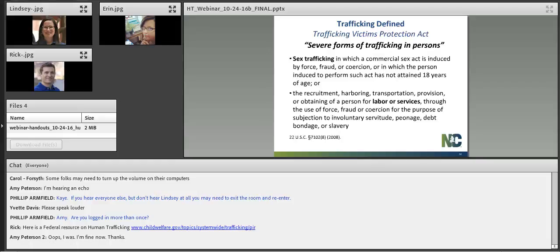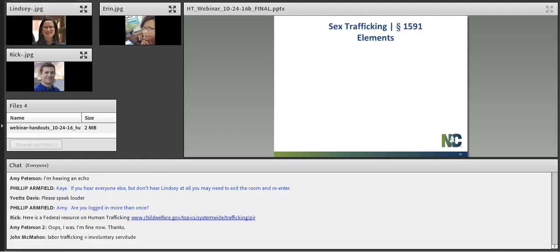Similarly, for labor trafficking, or what we call involuntary servitude, someone is being recruited, harbored, transported, provided, or obtained for labor services through those same mechanisms: force, fraud, or coercion. And if the victim is under 18, there is no need to prove force, fraud, or coercion.